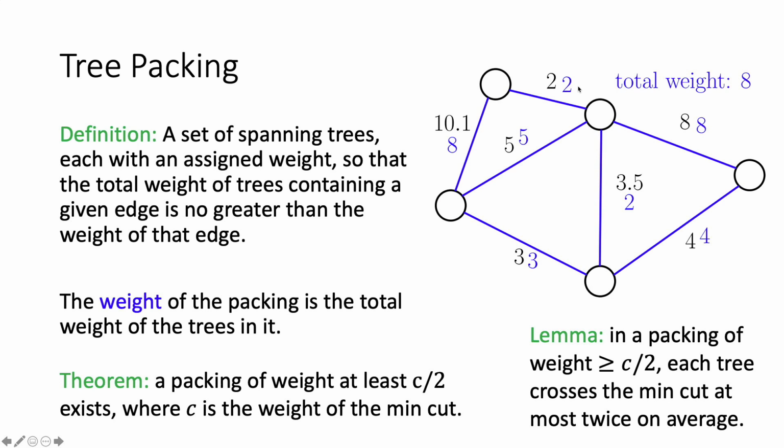So what does this imply according to the lemma? Well, the basic idea is this. If I have a packing of weight at least C over 2, let's just suppose that every tree in the packing crosses the minimum cut twice. Well, that would mean that I've saturated completely the total capacity of the minimum cut. In other words, I can't have every tree, say, cross the minimum cut 3 times. And so what this basically means is that in a packing of weight at least C over 2, each tree is going to cross the min cut at most twice on average.